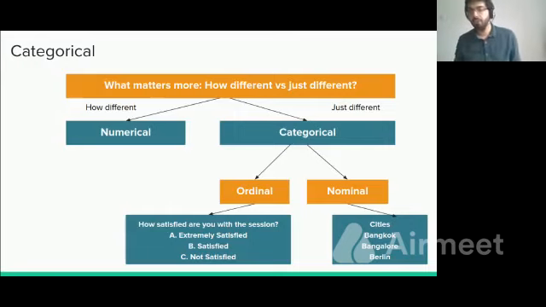And in the case of nominal, it could be cities, right? There's no order when I'm describing cities. Of course, I'm not trying to say which city is better. I'm not trying to answer that question. I'm just saying cities, and there's no order there.